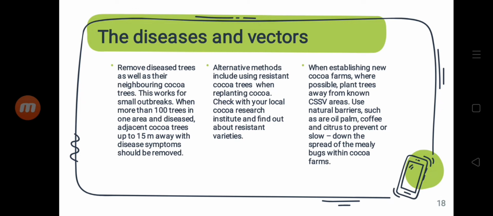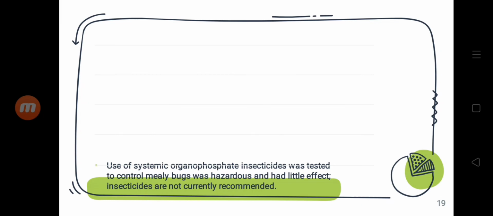Check with your local cocoa research institute and find out about resistant varieties. When establishing new cocoa farms where possible, plant trees away from CSSV areas. Use natural barriers such as oil palm, coffee, and citrus to prevent or slow down the spread of the mealybugs within cocoa farms. Use of systemic organophosphate insecticides was tested to control mealybugs and had a lethal effect. Insecticides are not currently recommended.